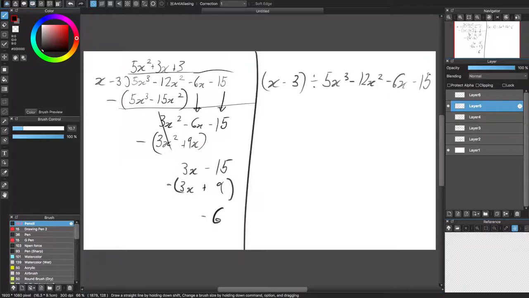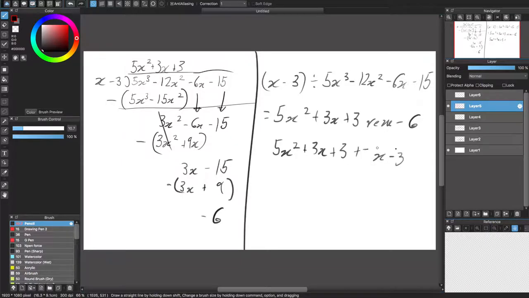6x minus 15 will equal, we'll bring equal signs over here, to 5x squared plus 3x plus 3, plus remainder of negative 6. Or you could do, I'm not really sure, but you can do this as like the other term. I don't know what it equals to, but we can leave it in whole number form. Plus x minus 3 divided by 6. There we go.